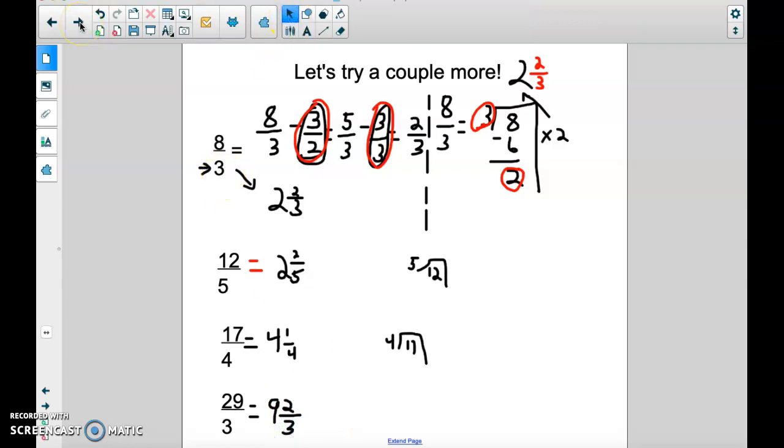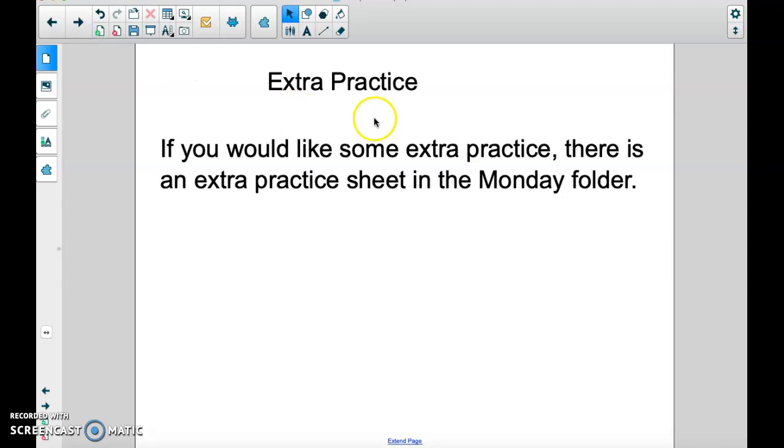So that's that. Okay, if you need to come to office hours, we can work on that more. There is an extra practice sheet in that Monday folder on Schoology, so you can go ahead and do that, and that should help you as well.